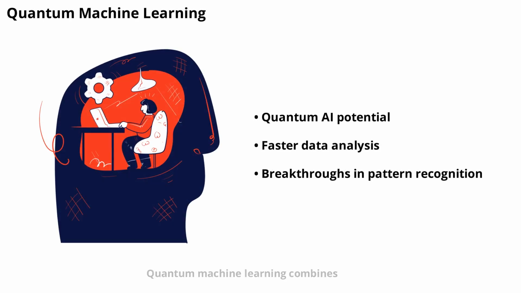Quantum machine learning combines quantum computing with artificial intelligence. By harnessing the power of qubits, quantum computers could process and analyze massive datasets much faster than classical computers, potentially leading to breakthroughs in pattern recognition, optimization, and more.